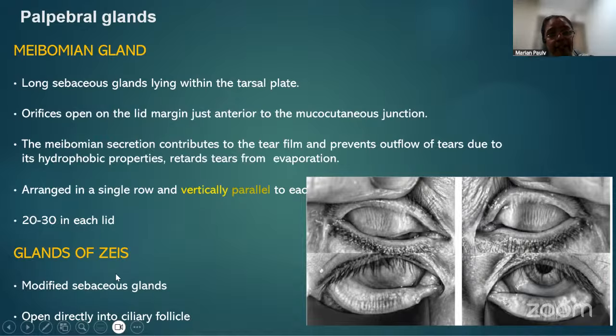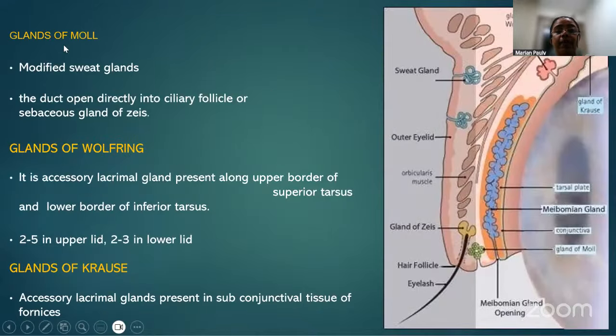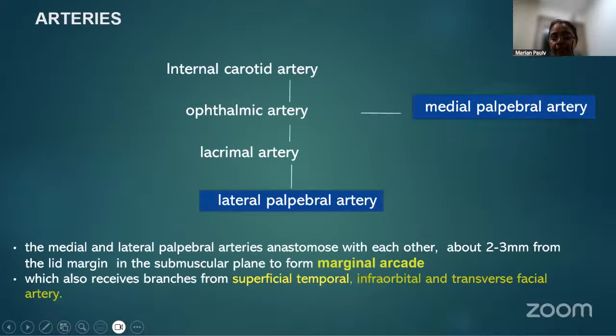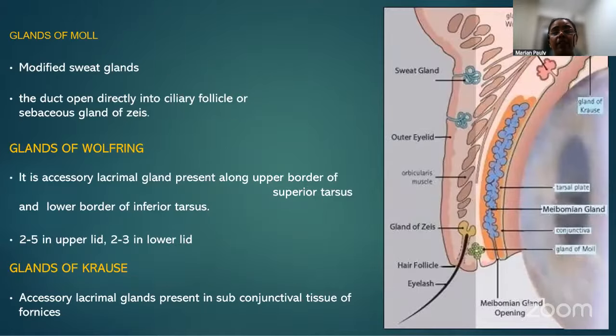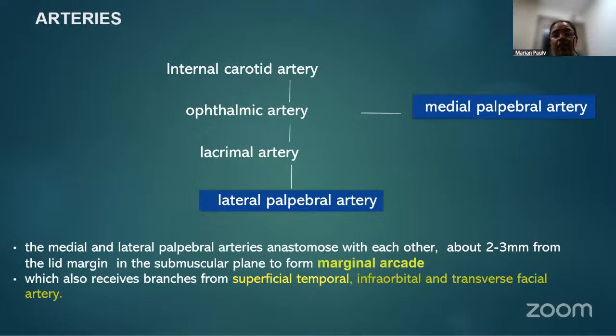Gland of Zeis is a modified sebaceous gland. It opens directly into the ciliary follicle. Glands of Moll are modified sweat glands, opening directly to the ciliary follicle or the sebaceous glands of Zeis. Glands of Wolfring lie in the upper border of the superior tarsus. Glands of Krause are accessory lacrimal glands in the subconjunctival space in the fornix. All these glands are important, as inflammatory conditions like chalazion, and malignancy also can arise from these structures.